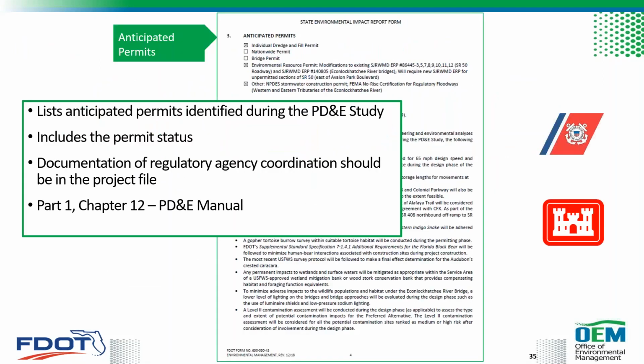Now, the State Environmental Impact Report form includes a section on anticipated permits. This section lists the permit needs identified in the PD&E study, and it includes their status. Documentation of coordination with permitting agencies also is included in the project file, and guidance on the permit types and preparing this section is found in Part 1, Chapter 12 of the PD&E manual. And Tu Clark's going to discuss this in more detail tomorrow.